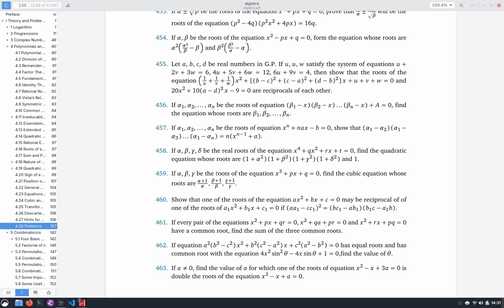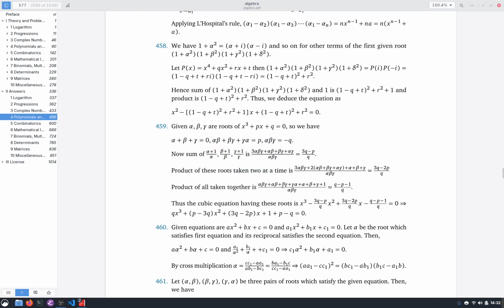Now we come to the last question of this set. Question 460 says that show that one of the roots of the equation ax squared plus bx plus c is equal to 0 may be reciprocal of, there is again a typing mistake, of one of the roots of a1 x squared plus b1 x plus c1 is equal to 0 if (a1 minus cc1) whole square is equal to (bc1 minus ab1) into (b1c minus a1b).